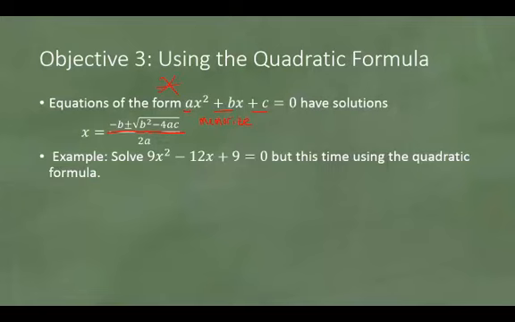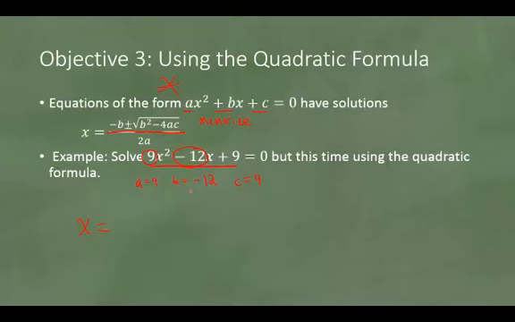We're going to solve the same thing from before, 9x squared minus 12x plus 9 equal to 0, but this time we're going to use the quadratic formula. So notice that here our a is equal to 9, our b is equal to negative 12, be careful, negative 12, and our c is equal to 9. And we're going to write our solutions now. We don't have to do any more work, just write down the numbers.